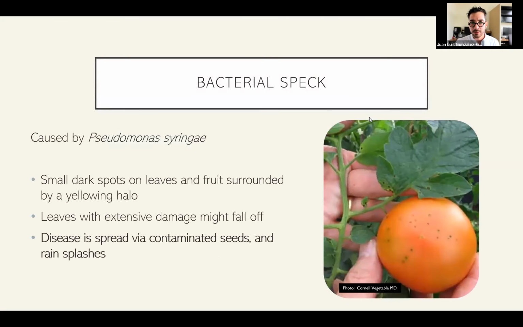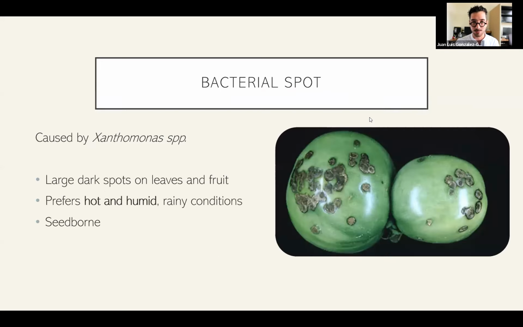The first bacterial disease that your tomatoes could be suffering from is bacterial speck. This disease is characterized by the induction of small spots on leaves and fruits that are surrounded by a yellow halo, as you can see in the photograph, and infected tissue might fall off. The disease is spread via contaminated seeds and rain splashes as well.